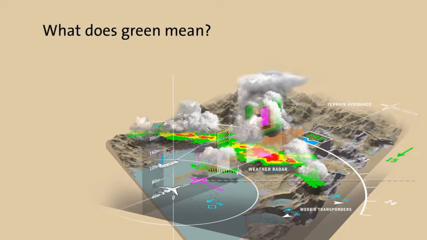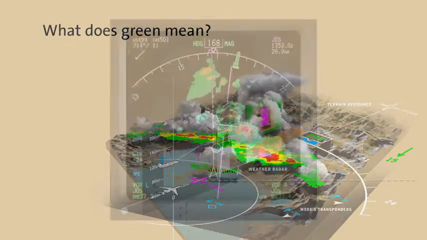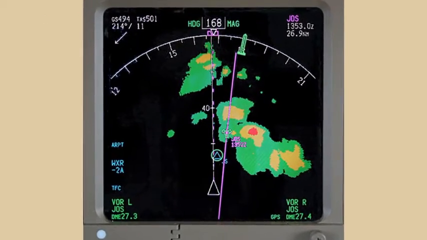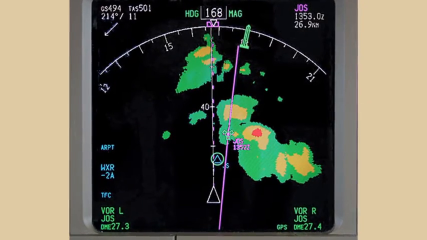Someone once said, "Beauty is in the eye of the beholder." We could say the same thing about the color green and its meaning on the radar display. The fact is, depending on your manual operating techniques, green may mean very different things to different pilots.